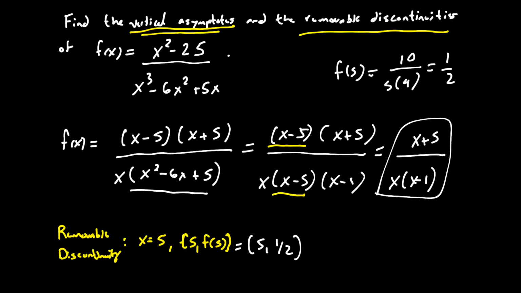Now to find the vertical asymptotes, we look at the factors of the bottom that aren't contained as factors on the top. So we have x minus 1 as a factor and just x as a factor. Therefore we'll have vertical asymptotes at x is equal to 1 and x is equal to 0.